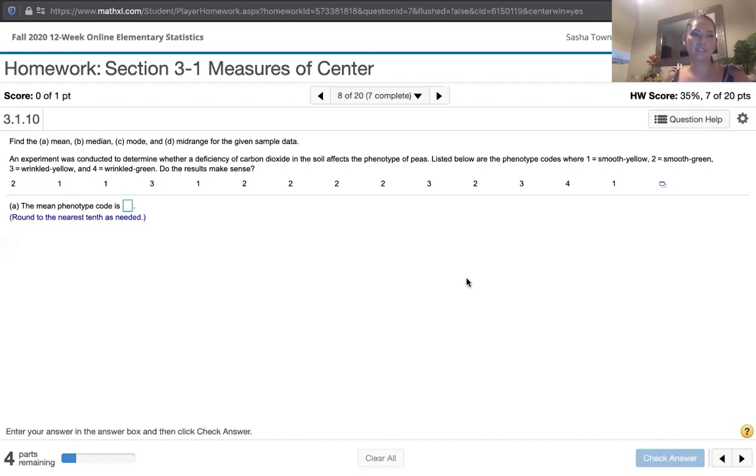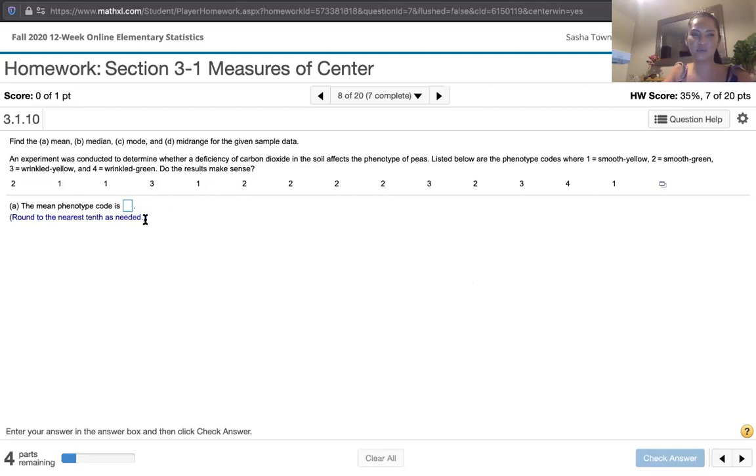So the problem statement says, an experiment was conducted to determine whether a deficiency of carbon dioxide in the soil affects the phenotype of peas. Listed below are the phenotype codes where 1 equals smooth yellow, 2 equals smooth green, 3 equals wrinkled yellow, and 4 equals wrinkled green. And then we're asked if these results make sense. And then we're given this set of data right here.